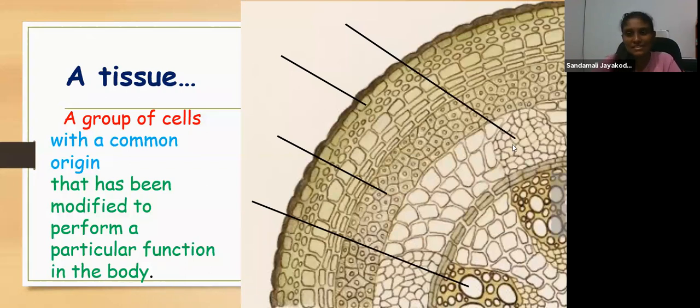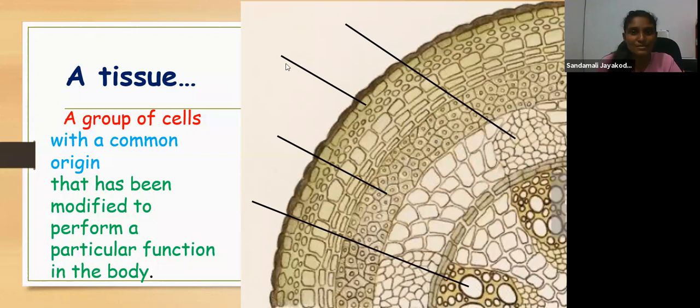As an example, in this image you can see a cross section of a dicot root. Here you can see there are some little squares and circles and all the things. All of these are cells.